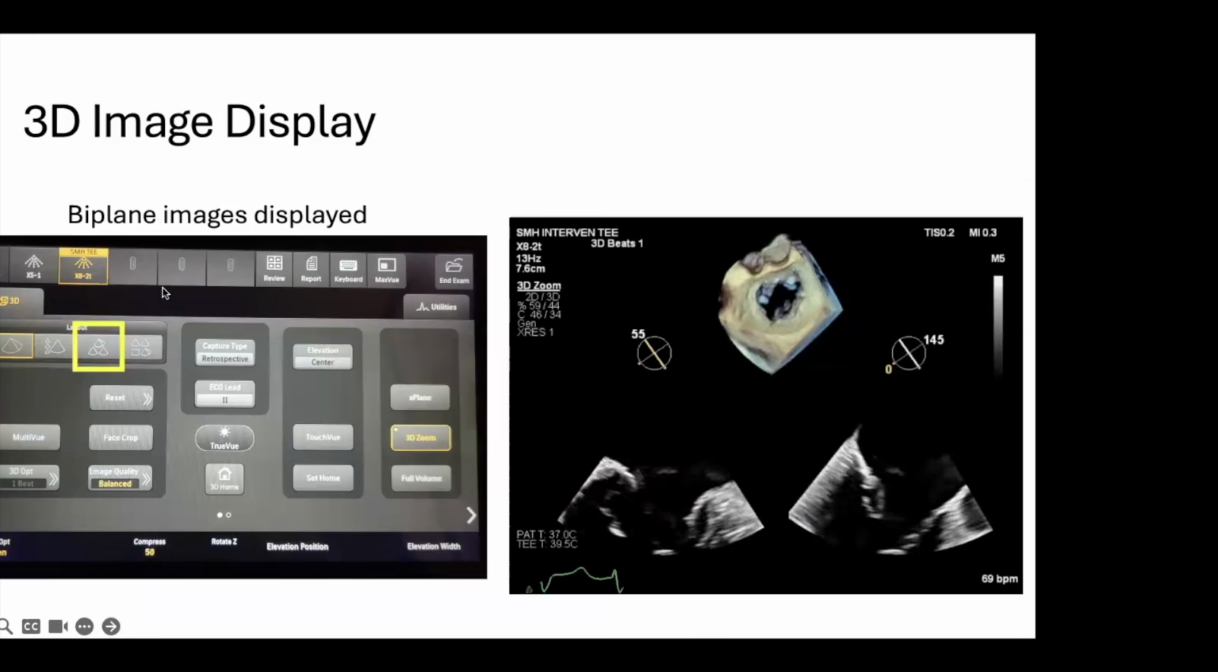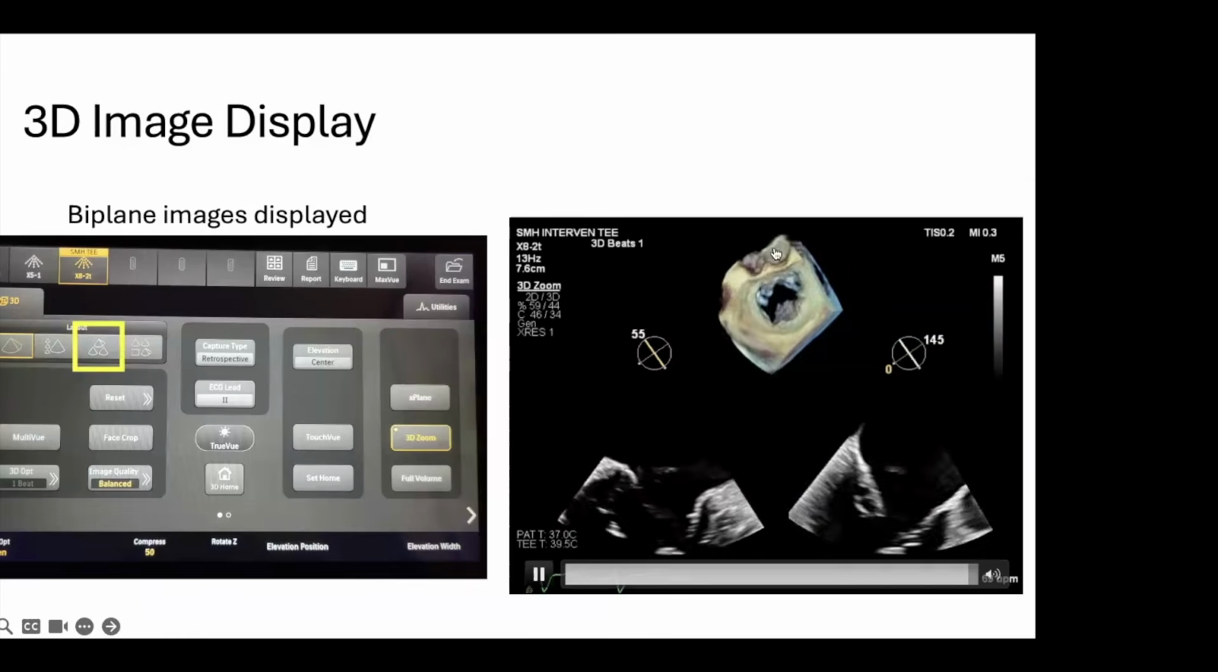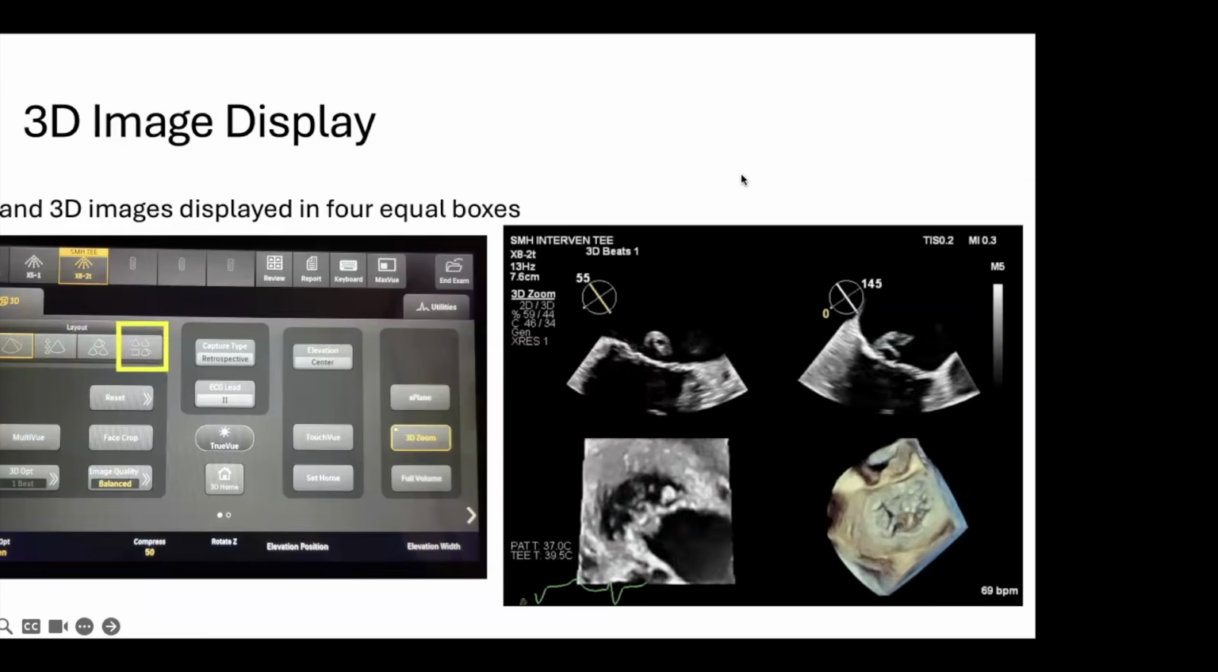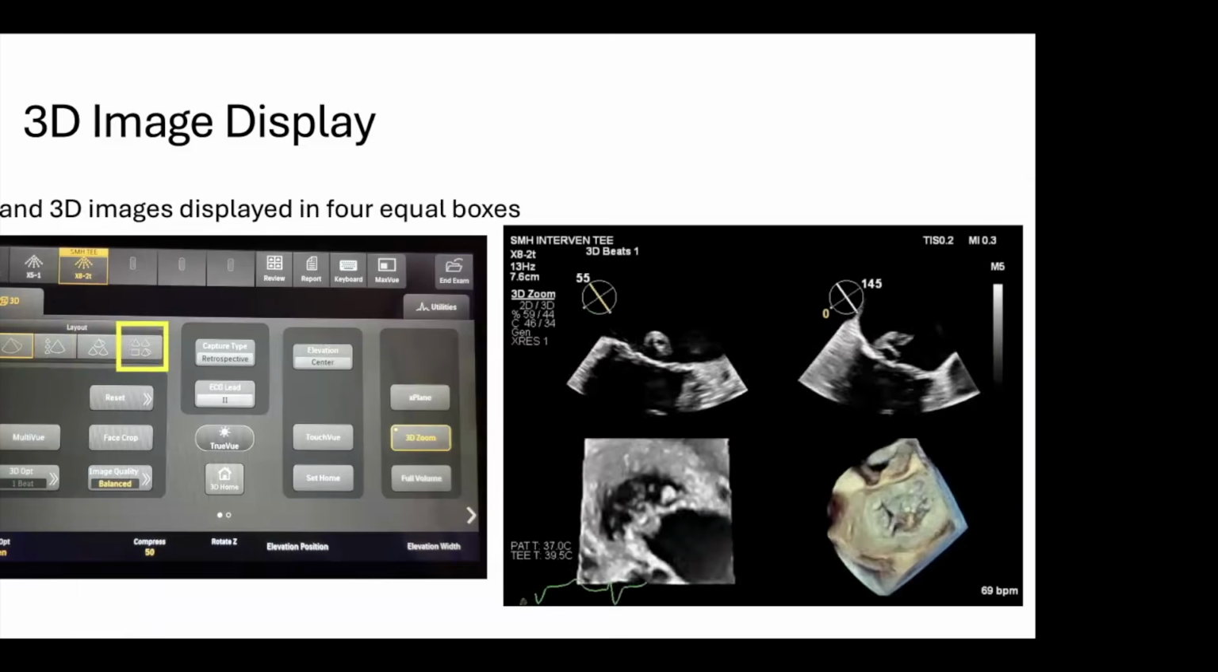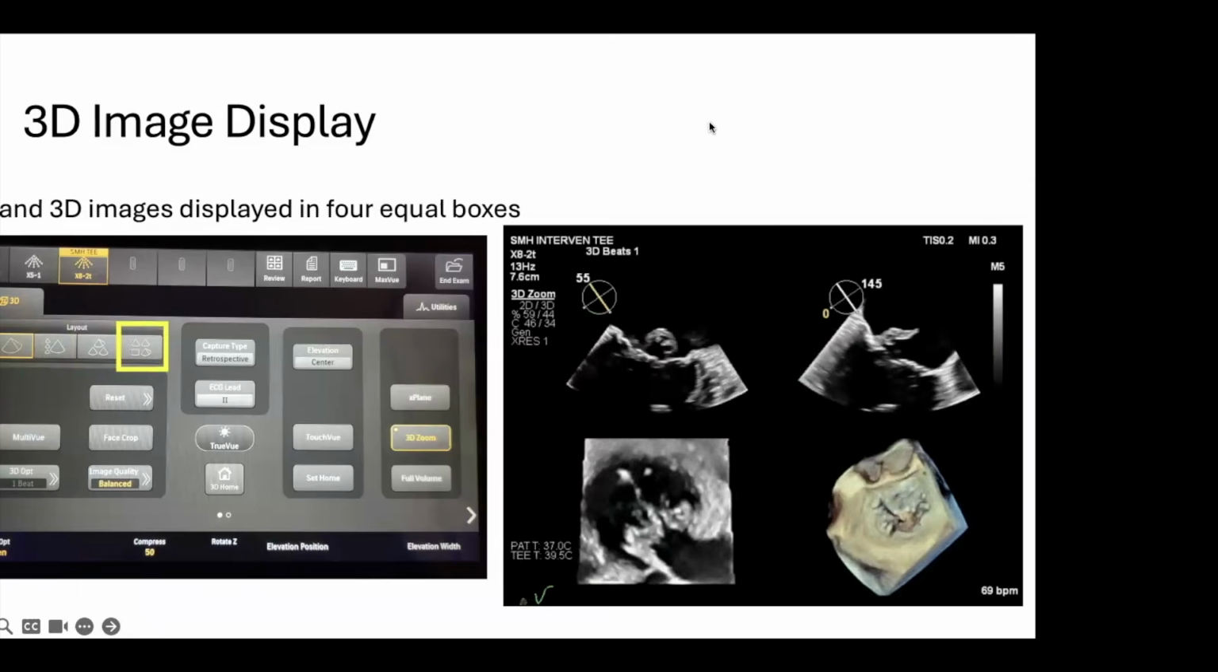And then there's these ones here that have 3 smaller triangles that displays your image like this. And then this one has 4 equal size sectors showing the 3D images and the images it was acquired from. I don't use these routinely.